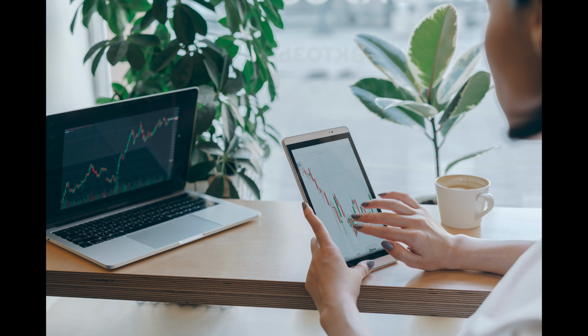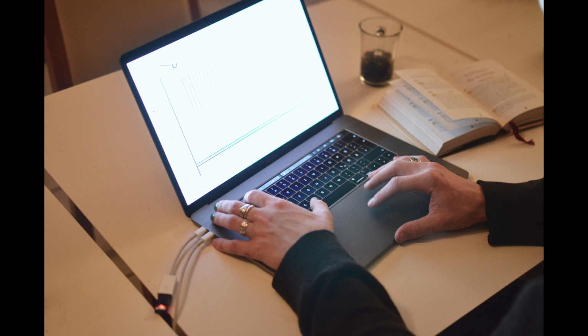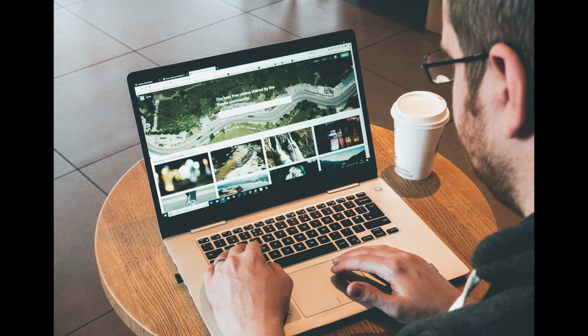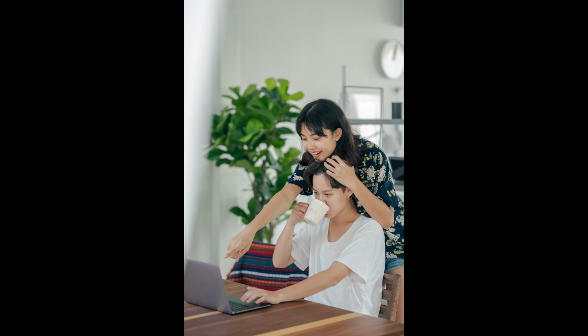SEO can be divided into two categories: on-page SEO, which refers to the optimization of individual web pages, and off-page SEO, which refers to the improvement of a website's ranking through activities outside of the website. Some common techniques used in SEO include keyword research, content optimization, and link building.